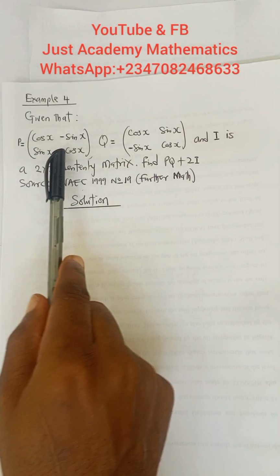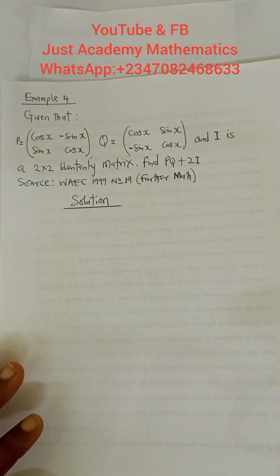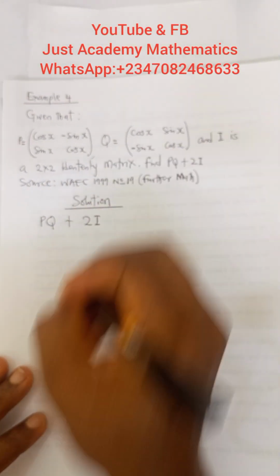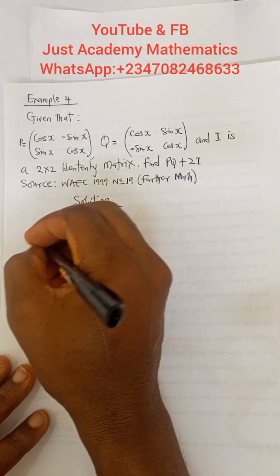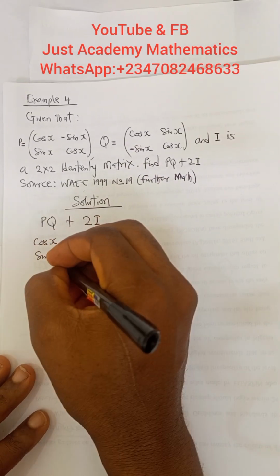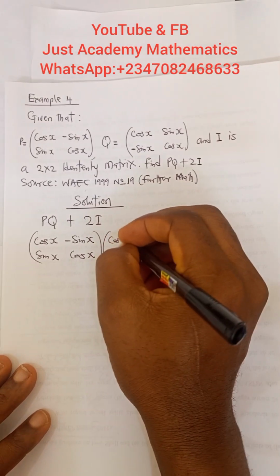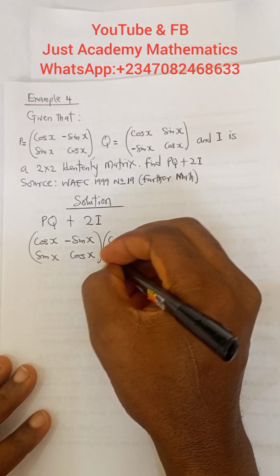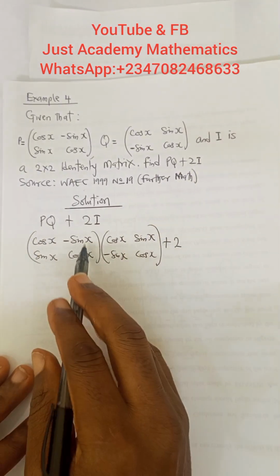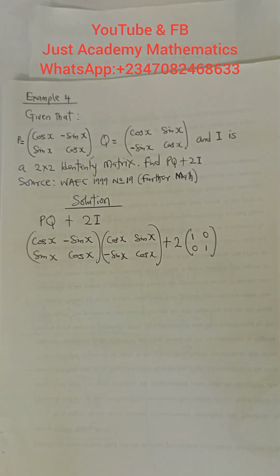Now they say that P is this and Q is this, and I is a 2x2 identity matrix. Find PQ plus 2I. Let me show you. This is PQ plus 2 times the 2x2 identity. What is P? Of course, P is cos x, minus sin x, then sin x, cos x here. Times the same for Q. What is Q? Cos x, sin x here, then minus sin x, then cos x here. Plus 2 times I. What is this I? 2x2 identity means 1, 0, 0, 1. So this is what we are evaluating.